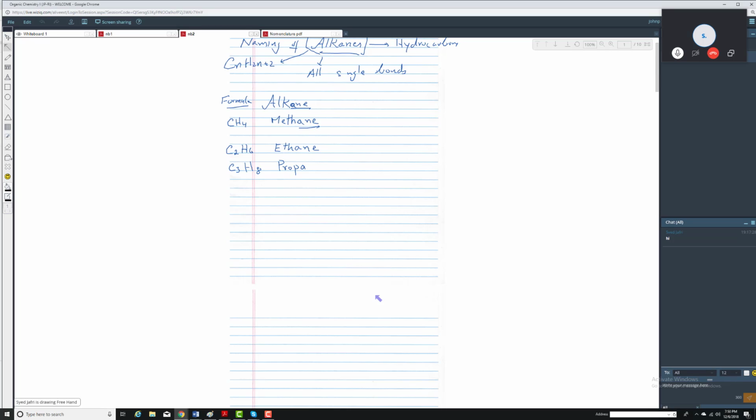Propane. Be careful writing the A very clearly, because if it looks like E, you will lose the point. Now what about C4? 2n plus 2, how many hydrogens? 4 times 2 is 8, plus 2 is 10, C4H10. And its name is butane. Butane. Now C5 will give you how many?